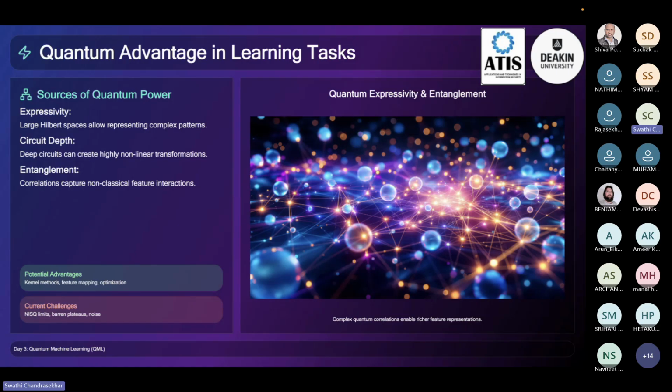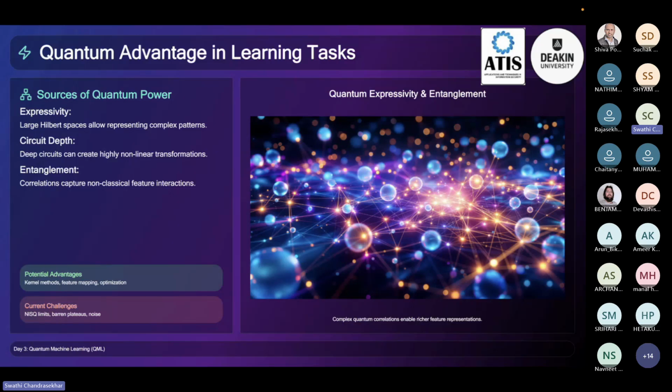Sorry for that. Yeah, we have n qubits in a Hilbert space whose dimension will be 2 to the power n. And that means the number of possible quantum states grows exponentially with the number of qubits. Intuitively, this gives quantum circuits access to extremely rich function classes. The hope is that there are tasks where quantum models can represent patterns that classical models would need a very large amount of memory or computation to capture.